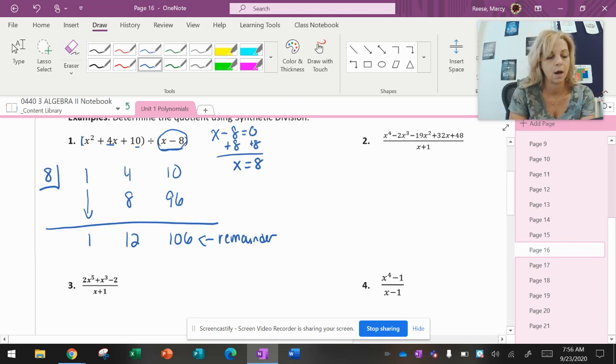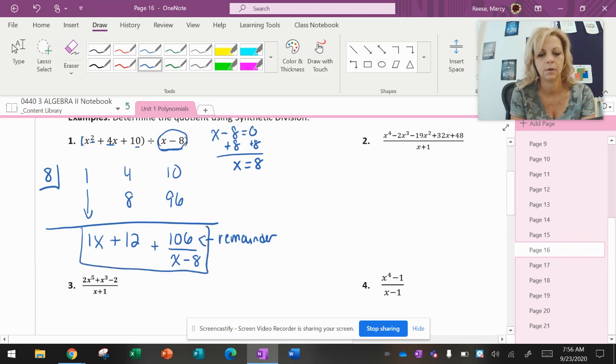So we're going to set it up. Okay, remember the highest exponent was 2. So not instead of x to the second, this becomes x plus 12, right? So it goes x to a constant with a remainder of 106. And remember how we did this yesterday? We put it over x minus 8. So this becomes my answer. Okay?